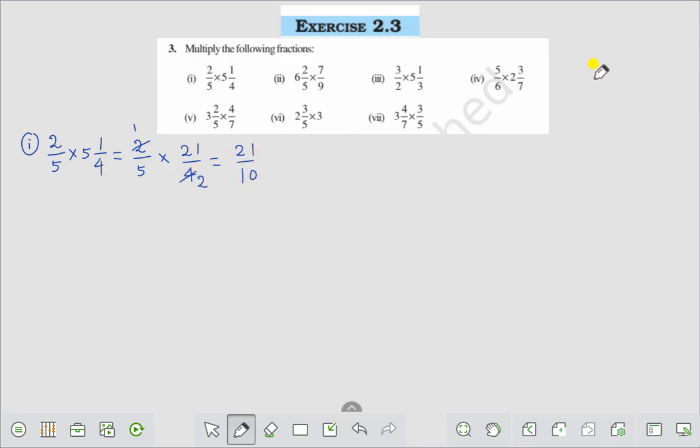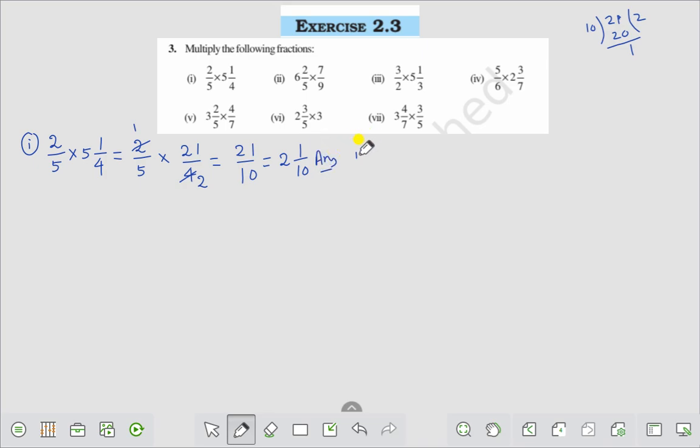Now divide 21 by 10. 10 2s are 20, 21 minus 20 is 1, so we are getting 2 whole 1 by 10. This is the answer of question number 1.